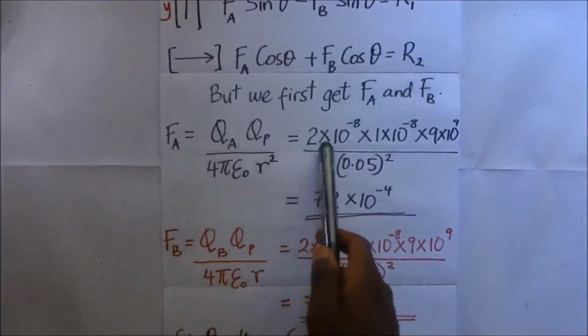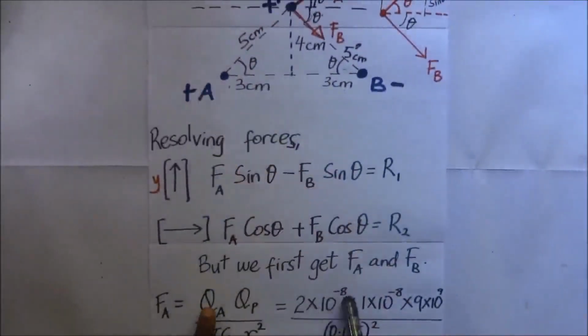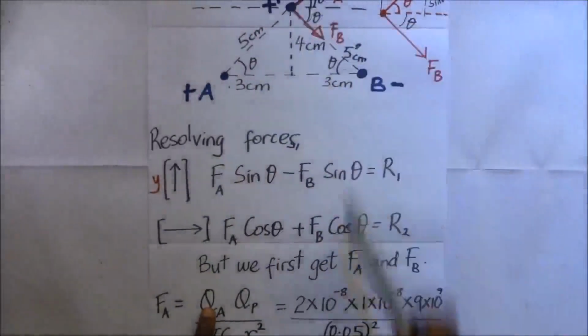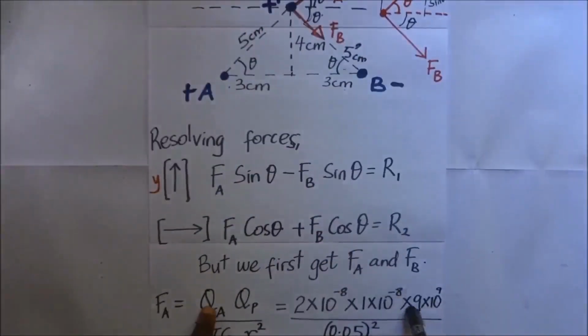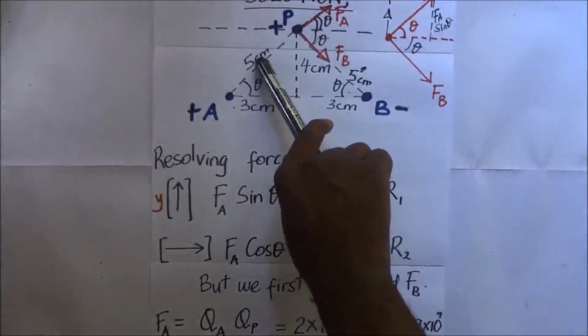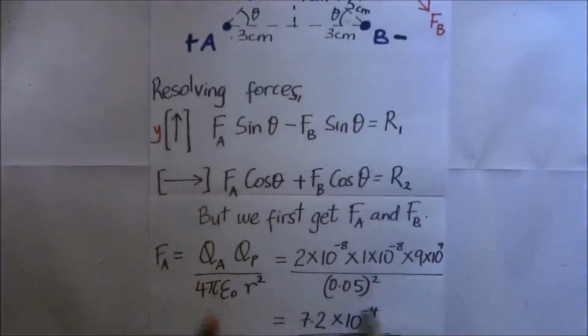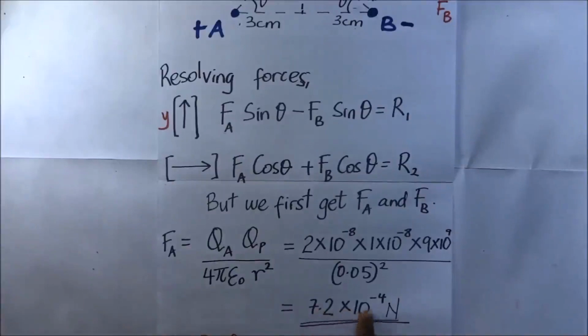So QA is 2 times 10 to the power negative 8, which is the charge on A. The charge on P is 1 times 10 to the power negative 8. Multiply that by 9 times 10 to the power 9, which is equivalent to 1 over 4 pi epsilon naught. Divide that by the separation squared. Their separation is 5 centimeters, but it's supposed to be in meters, which is 0.05, and it's squared. And we get our force as 7.2 times 10 to the power negative 4 newtons.